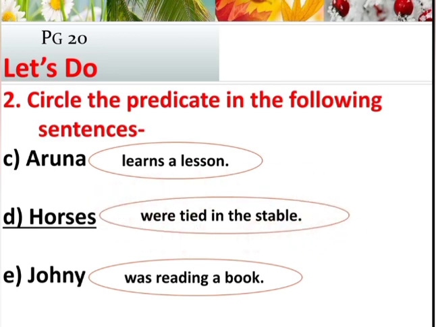E part, Johnny was reading a book. We know who is doing the work: Johnny. And we are talking about Johnny. So Johnny is the subject. But what work is he doing? He was reading a book. So this is the predicate. I hope you all must have understood what predicates are.